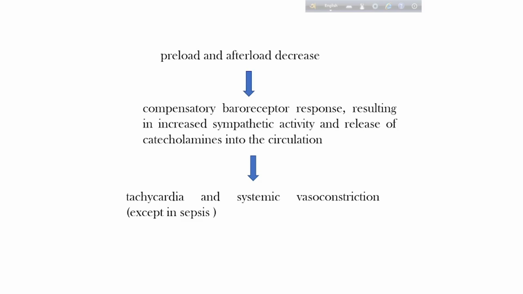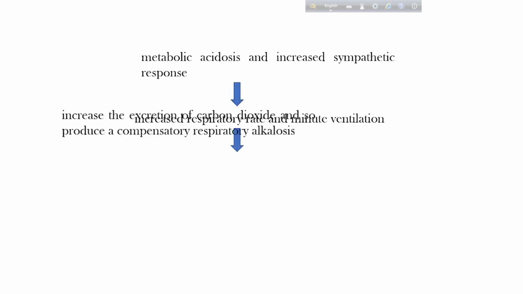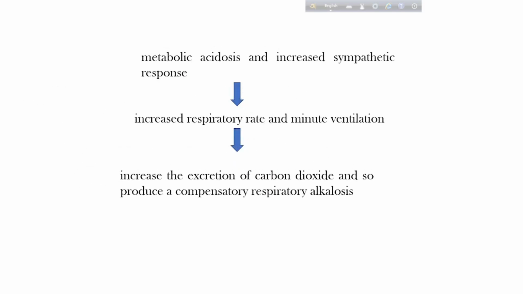So how does the respiratory system respond to shock? Metabolic acidosis and increased sympathetic response lead to increased respiratory rate and minute ventilation, which increases the excretion of carbon dioxide and so produces a compensatory respiratory alkalosis.